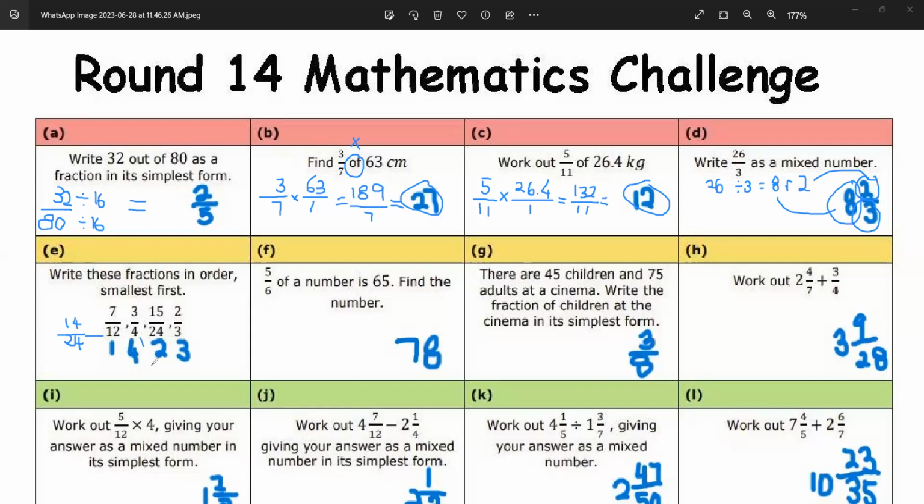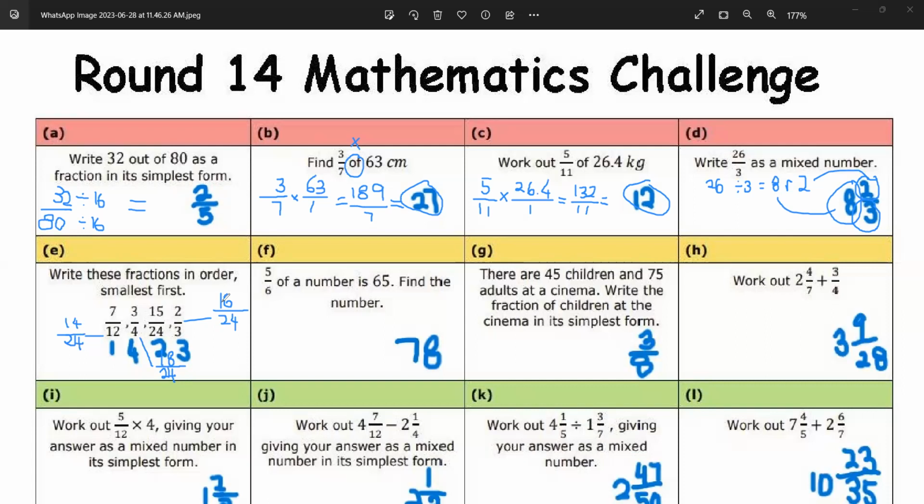Now this 3 out of 4. 4 needs to times 6 to get 24. So 4 times 6 we get 24. Also 3 needs to times 6, so 3 times 6 will get 18. So 3 out of 4 equals 18 out of 24. Then 2 out of 3. 3 needs to times 8 to get 24. So 3 times 8 equals 24. The same thing, the numerator also needs to times. So 2 times 8 equals 16. So 2 out of 3 equals 16 over 24.